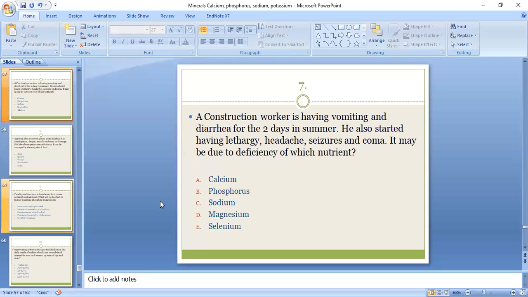D, sodium. Yes, sodium is the correct option, as his sodium has been lost during vomiting and diarrhea, and also during the hot summer season, he started having the symptoms of hyponatremia. So, sodium is the correct option.